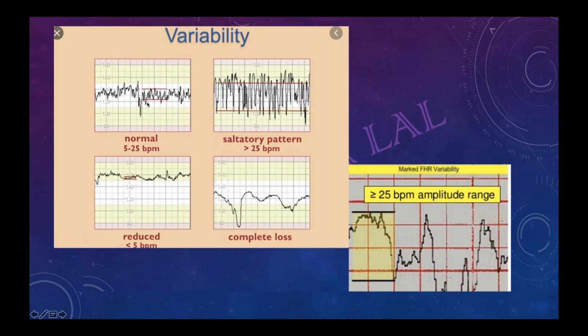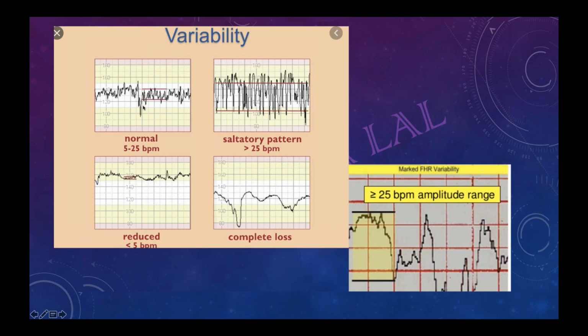Is it clear how to calculate variability? Again, we take a 1 minute trace where there is no acceleration and no deceleration. Dr. Priya points out that the box is 10, not 5, so from one to another, the variability is 20.